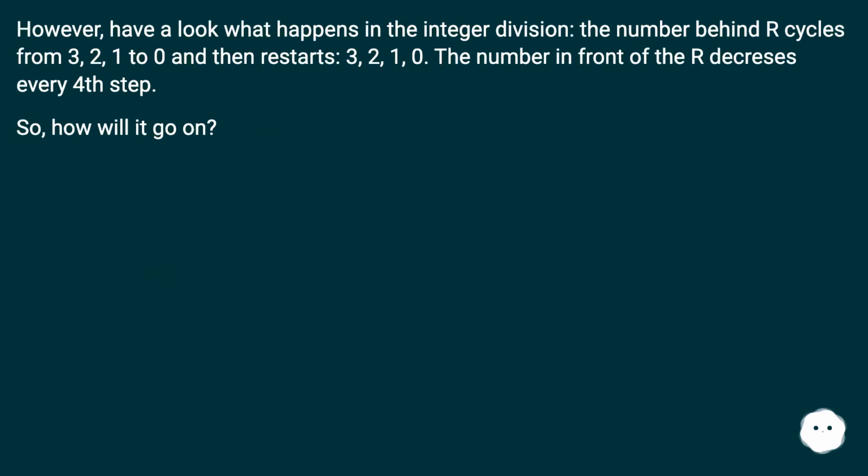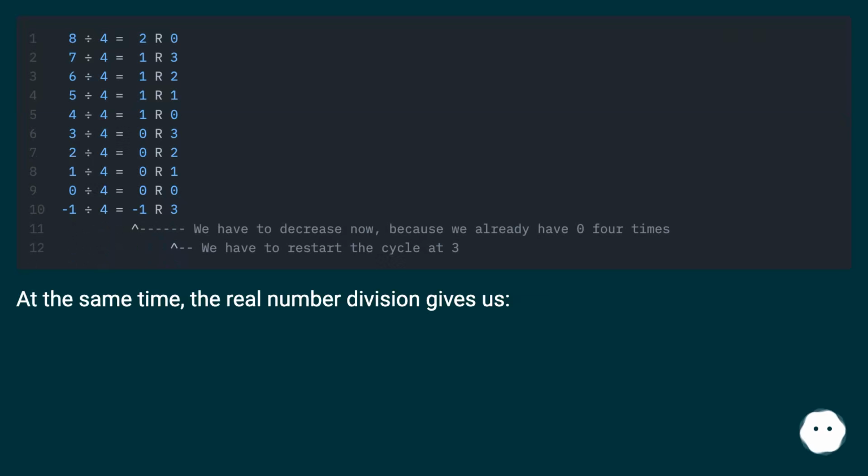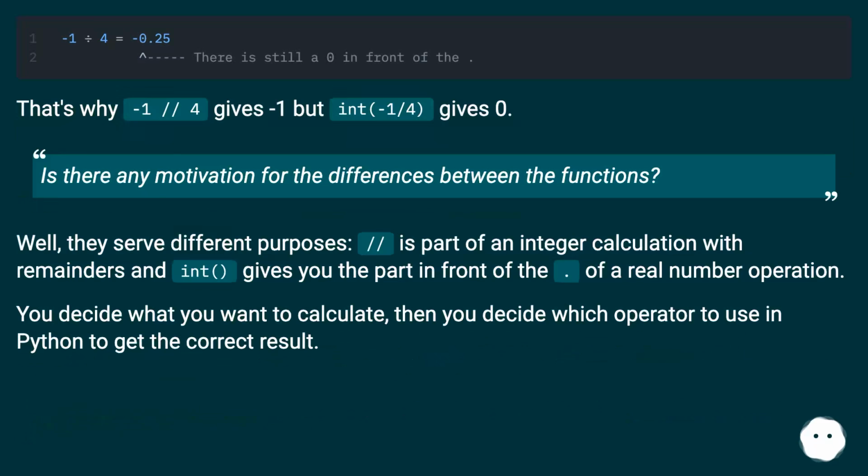However, have a look what happens in the integer division. The number behind the R cycles from 3, 2, 1 to 0, and then restarts 3, 2, 1, 0. The number in front of the R decreases every fourth step. So, how will it go on? At the same time, the real number division gives us the following.